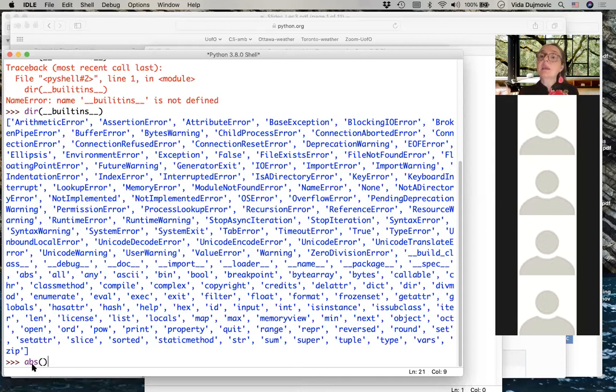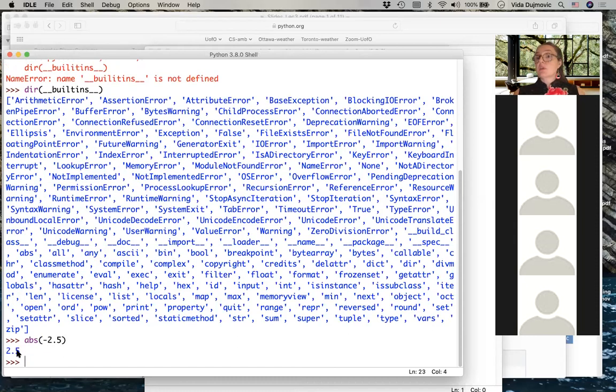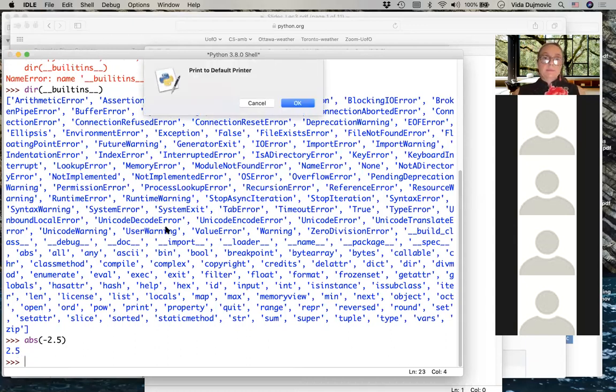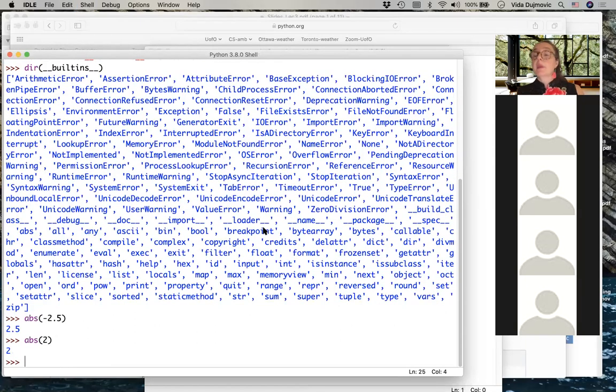So in this case, we can even guess. If you're asking for an absolute value of a number, clearly you have to give a number to the function that you want an absolute value of. So we can do something like minus 2.5, and this function returns an absolute value of that. Okay, so just a moment. If I did this, we get 2 because 2 is already a positive number.